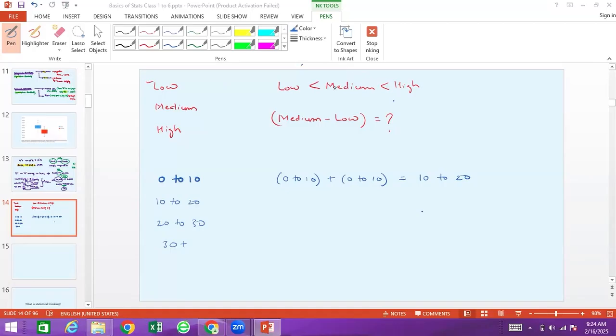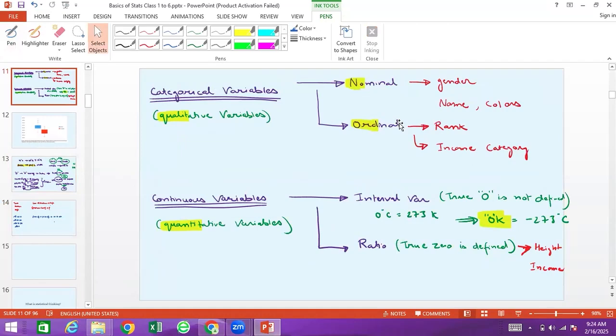But is there any order in it? Can I say that this comes first, then this, then this, so there is an inherent order in it? Yes. Because it has an inherent order, it will be an example of ordinal variable. So it is a categorical variable because we cannot do any mathematical operation on it, but it is an ordinal variable because it has an order in it.